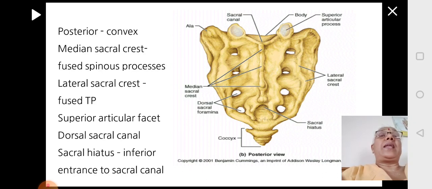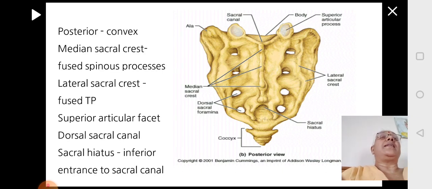sacrum. Then you have the sacral hiatus, which is the inferior part of the sacrum, and there you can also enter into the sacral canal. The sacral canal is very small and the spinal cord will end over there. So this is the posterior view of the sacrum, which is convex, which has a median sacral crest formed by the fusion of the spinous processes of the sacral vertebrae.